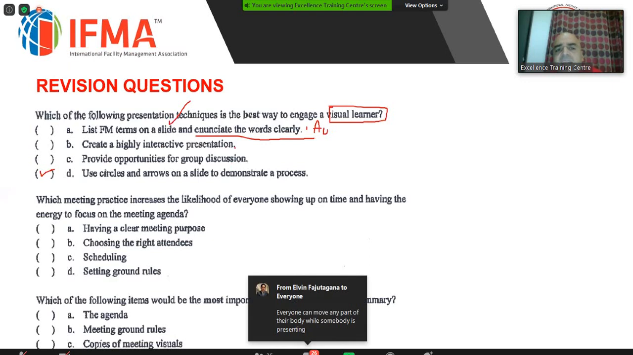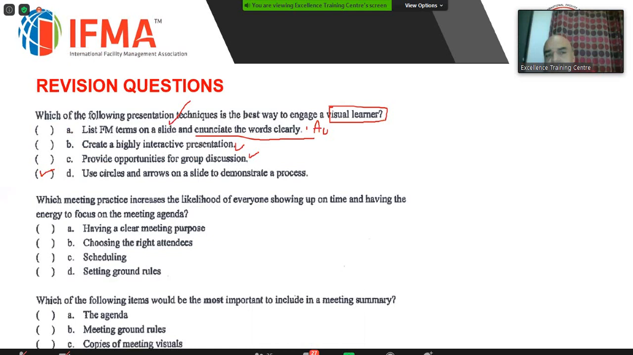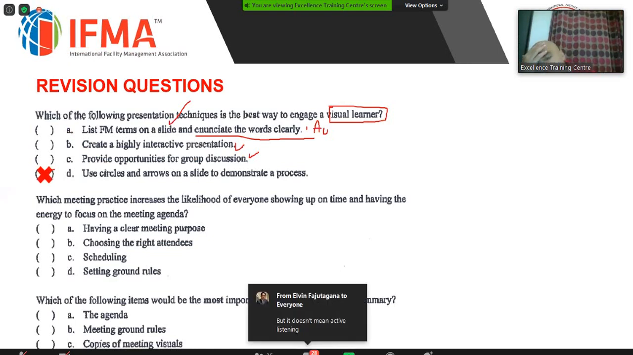Creating a highly interactive presentation. Interactive means that you ask them a question, you interact with them a lot. This is doing. This is a kinesthetic thing. C, again, provide opportunities for group discussion. Again, this is kinesthetic. The only one which is purely visual is D, using circles and arrows on a slide to demonstrate a process.